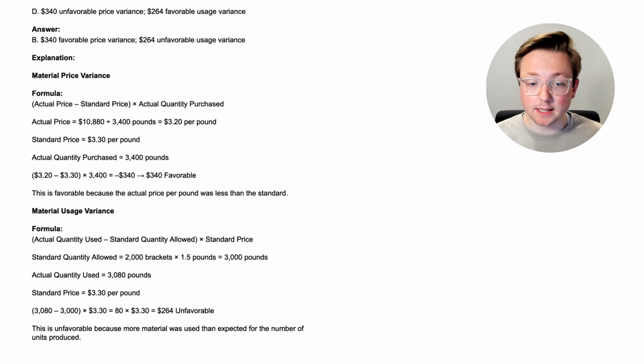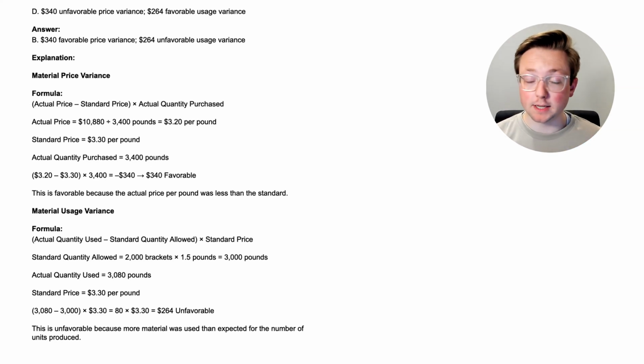So actual price was $10,880, and you divide that by the 3,400 pounds, and that gives you $3.20 per pound. So we didn't know exactly how many it was at the beginning, but we easily figured it out by, again, taking the price divided by the pounds, and these are the actual amounts, and that gives you $3.20. That was the actual price per pound.